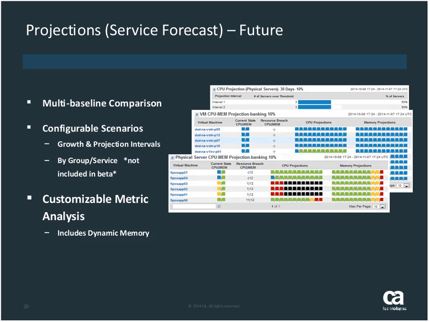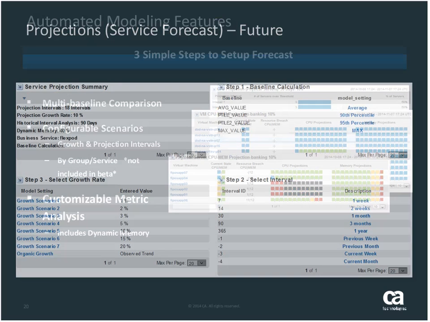You can customize the metrics again. So if you want to look at dynamic memory or active memory or a different memory metric for your projection, you can also include static memory, so how much is fixed memory, somewhat similar to how you can in Capacity Manager.